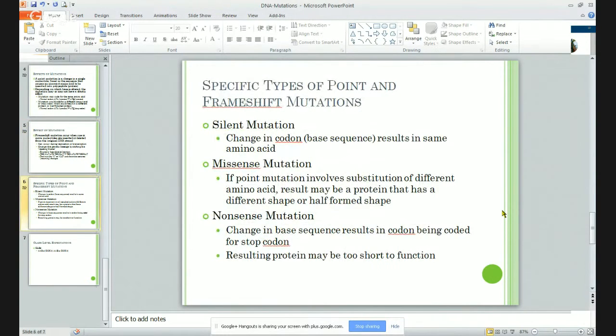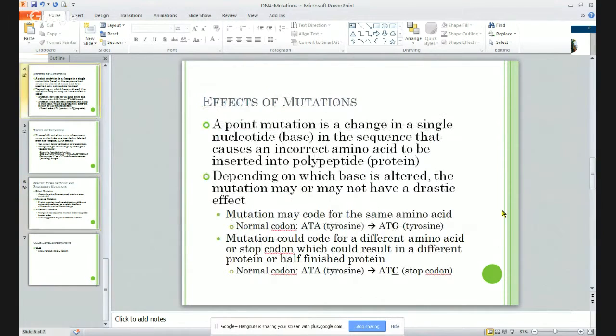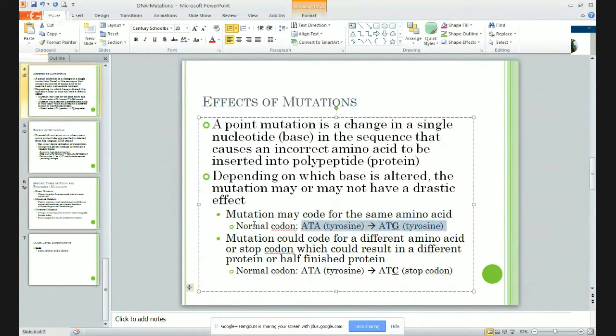Here are some other specific types of point and frame shift mutations. A silent mutation is a point mutation. Like on that slide on Friday with the point mutations, there is technically a mutation, a different nucleotide or nitrogen base, but you still end up getting the same amino acid. This right here would be a silent mutation, because the A is changed out for a G, but they both code for tyrosine. So even though it's technically a mutation, there was no real effect. You still get the same amino acid, so it's not a severe mutation. Those are called silent mutations.